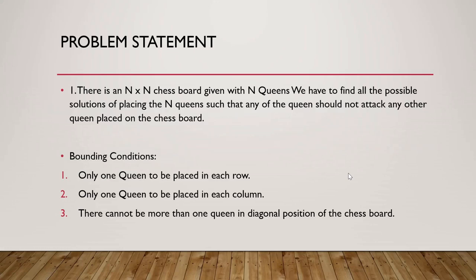The problem statement is: an n cross n chessboard is given with n queens, and our objective is to place all n queens on the n cross n chessboard while satisfying these bounding conditions. That is, only one queen is to be placed in each row, only one queen in each column, and there should not be more than one queen placed on a diagonal of the n cross n chessboard.